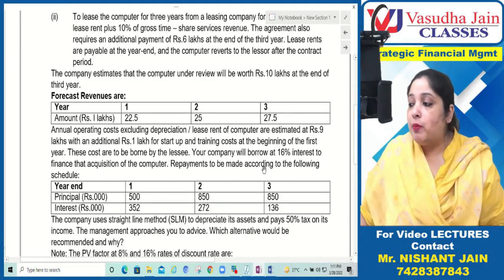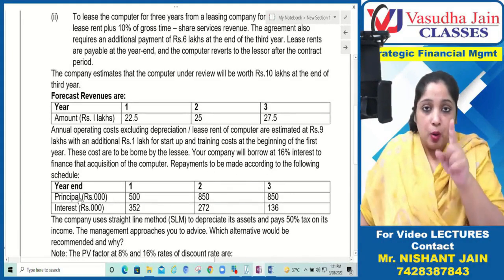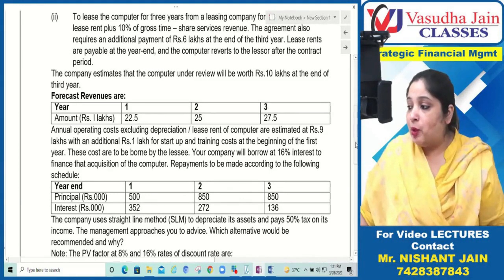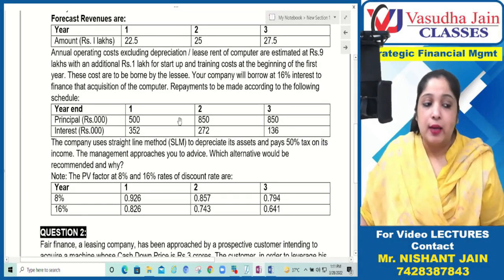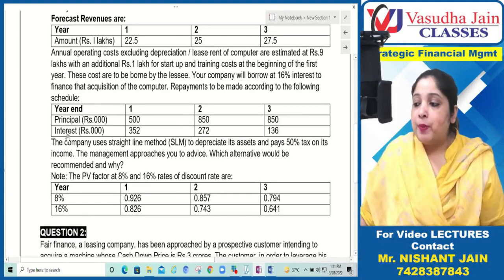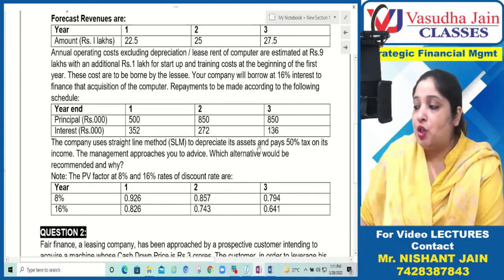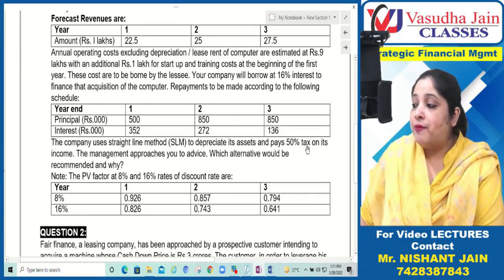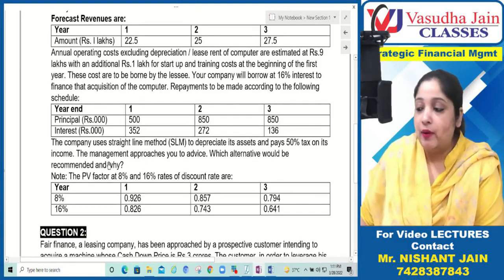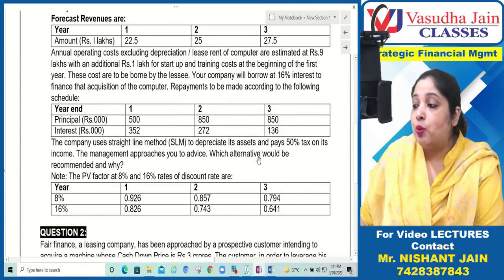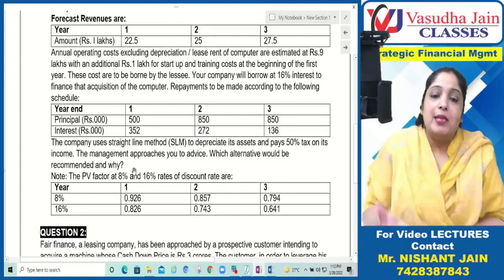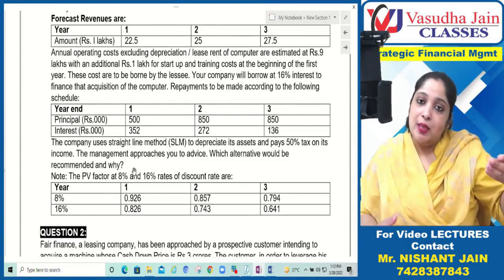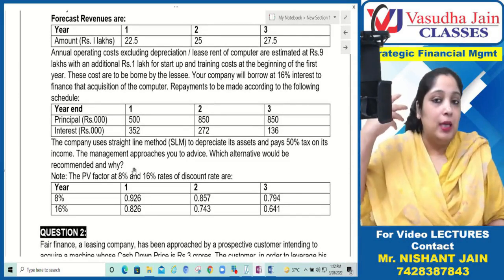Okay. Repayments to be made according to the following schedules. Now, if we borrow the money, then how are repayments to be done? Principal amount will be paid, the figures are in thousands, 850 thousands principal, and interest is to be paid every year like this. The company uses the straight line method to depreciate the asset. Okay. And it pays 50% tax on income. Okay, tax rate is given. Management approaches you to advise which alternative would be recommended and why. So we have 2 alternatives and we have to advise whether we should borrow money at 16% and purchase the machine, or we should go for the leasing option.